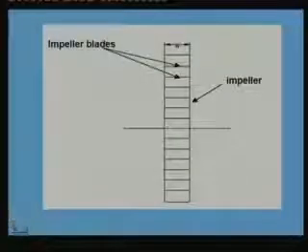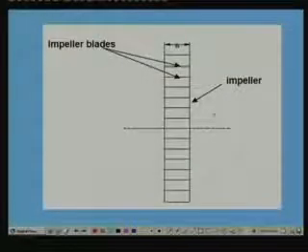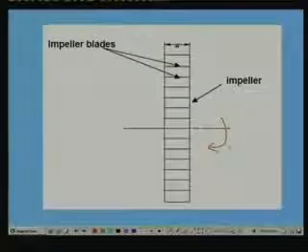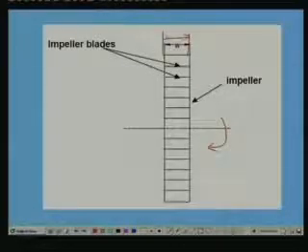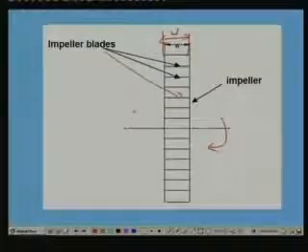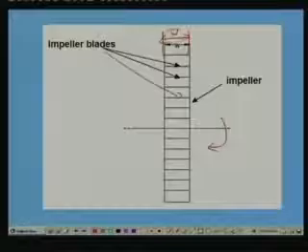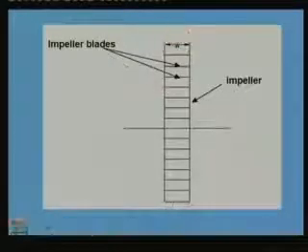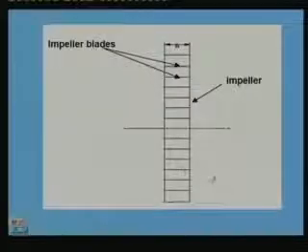Let me show the blade from the side view. So this is the impeller, and this is the shaft, and it is rotating, let us say, in this direction. This is the width of the impeller, W, and these are the impeller blades, as I have shown. So if you want to reduce the flow area, you have to reduce this W. That means these passages become narrower.